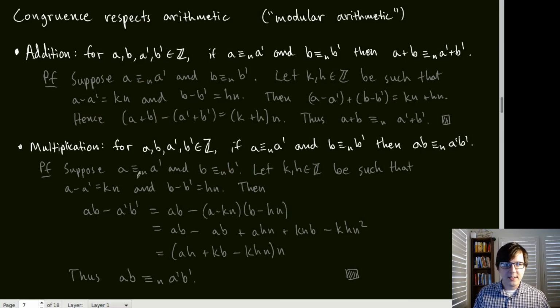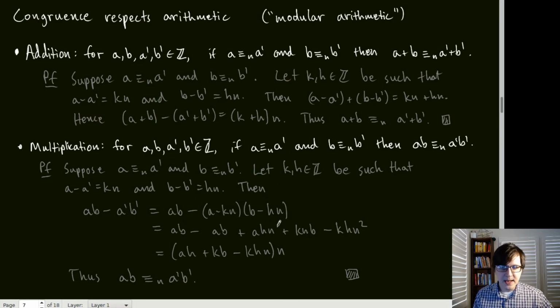Okay, so we suppose that we have these congruences, and just like before, we say k and h are the integers so that these two equations hold. And now here's what we notice. We want to see that this difference is divisible by n. So let's start with that difference right here, ab minus a prime b prime. And then these two equations, we can solve for a prime and b prime and substitute it in. So now we have ab minus a minus kn for a prime and b minus hn for b prime.